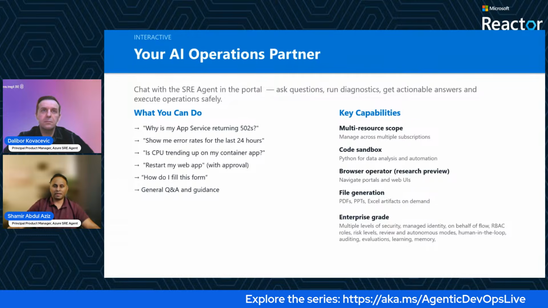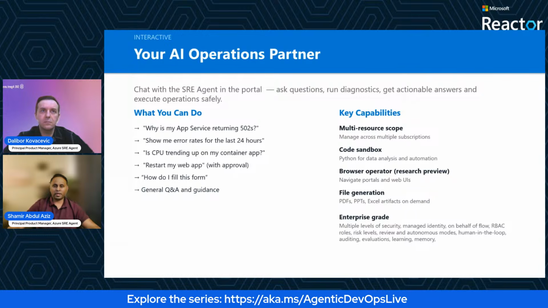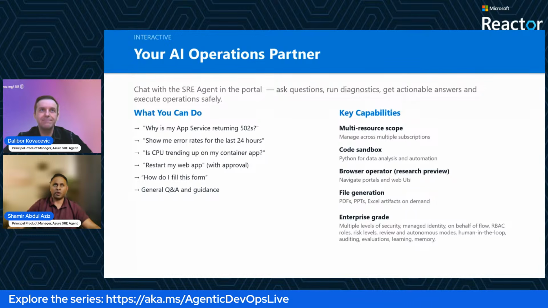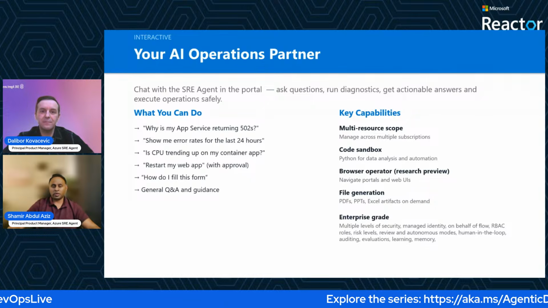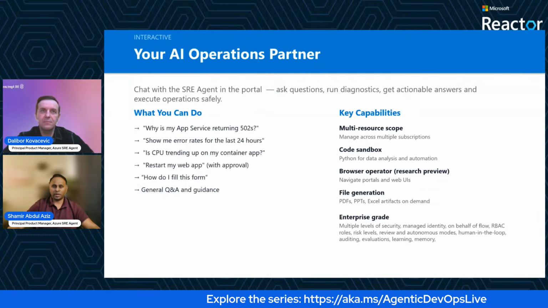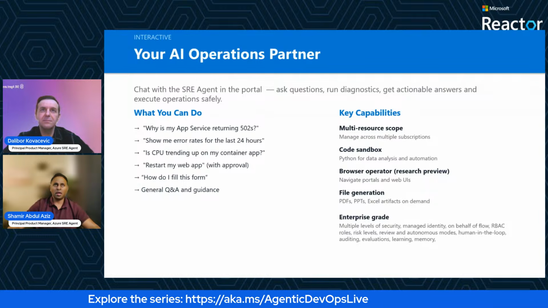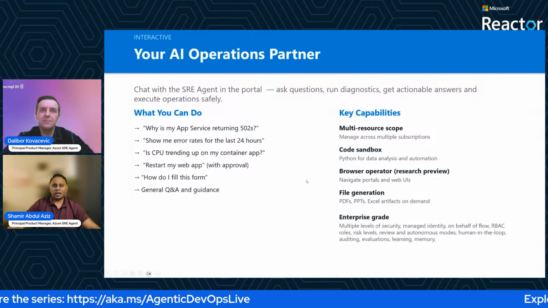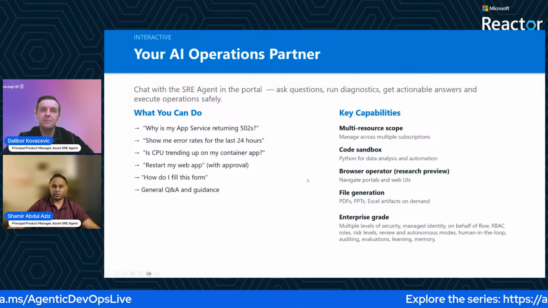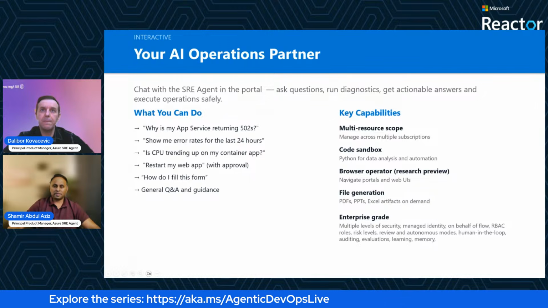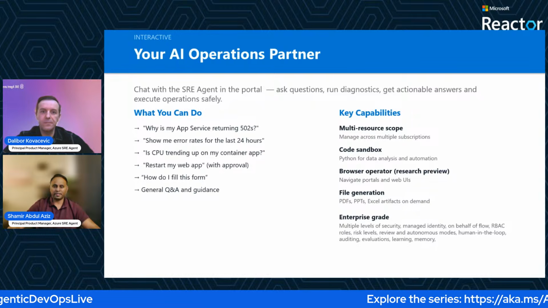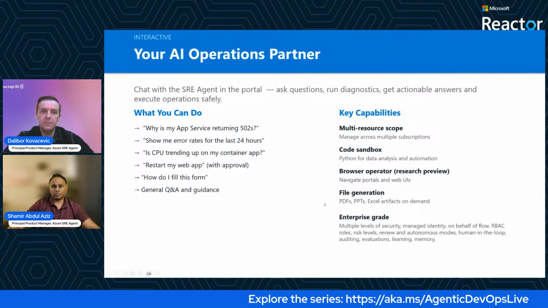We have a code sandbox, so we are able to write and execute code at will in a secure and automated way. In research preview, we also have a browser operator, where you can interact with web pages when you don't have an API or a tool for the SRE agent to respond. We are also great at producing artifacts, so we can generate PDFs and PPTs that are useful for reporting. And since this is an Azure product, you can expect all the best security, managed identity, and RBAC capabilities out of the box.